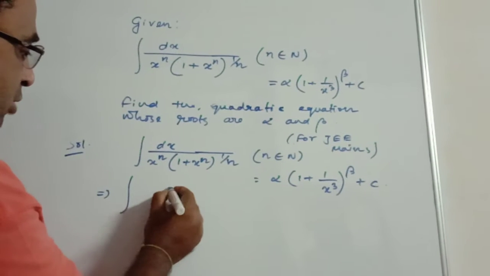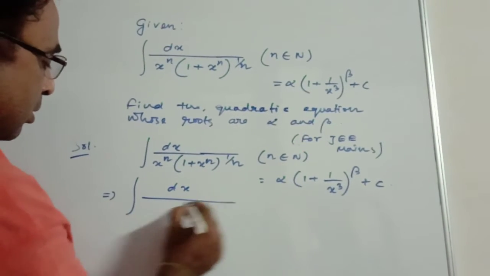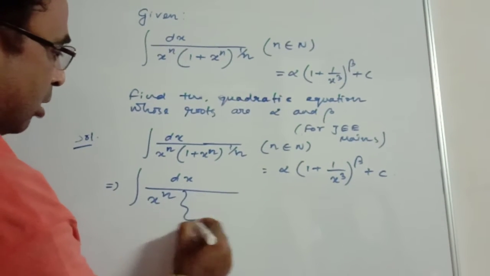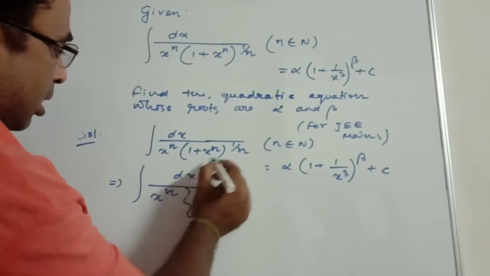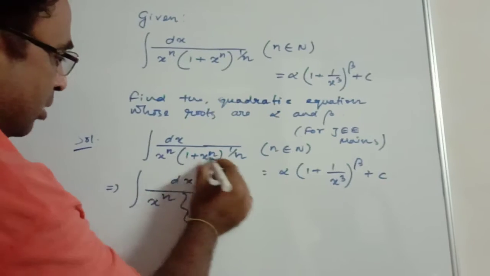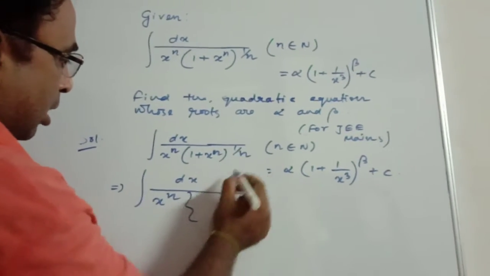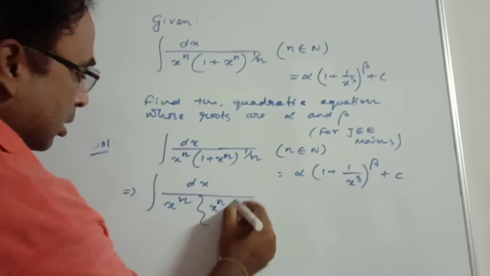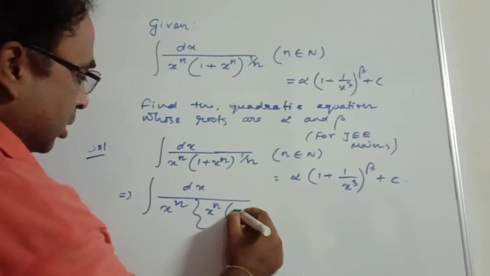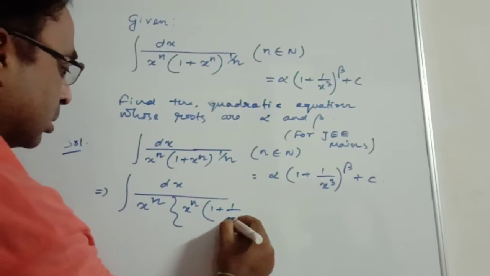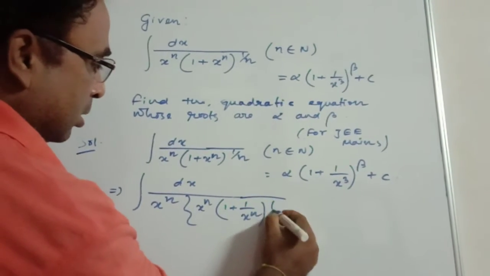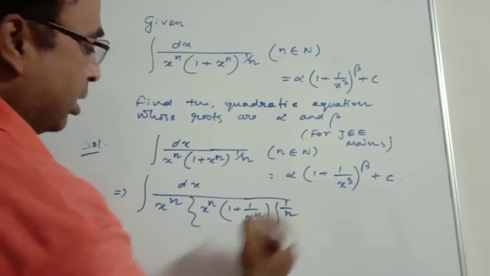Now I'll start the problem. At first we'll take a common x to the power n from (1 plus x to the power n) to the power 1 by n. After taking common, this becomes (1 plus 1 by x to the power n) to the power 1 by n.